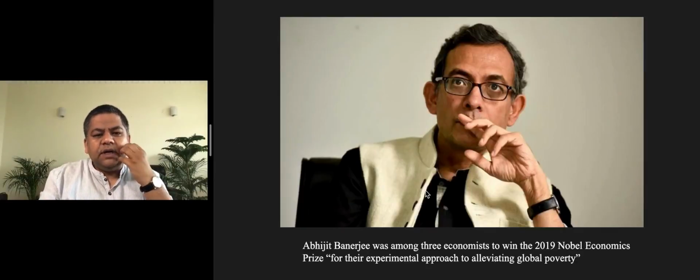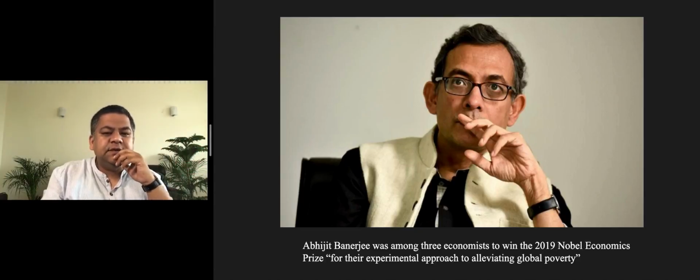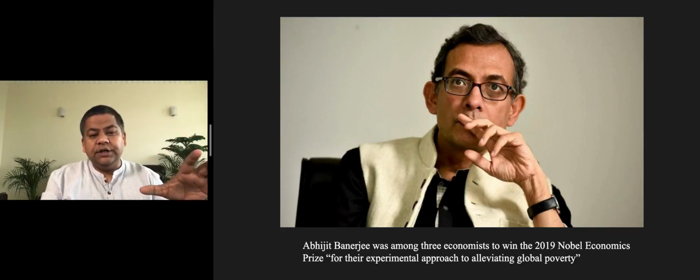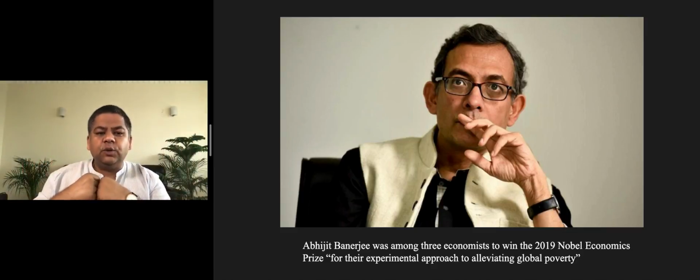But before we move, here is Mr. Abhijit Banerjee. He's one Indian among three people who won the economics prize this year. He's an Indian, proud Indian, right? He got the Nobel Prize for their experimental approach to alleviating global poverty. So he worked on something like decoding what could be the approach through which we can remove poverty from the globe. And he did some work on that and he got the Nobel Prize along with two more people.